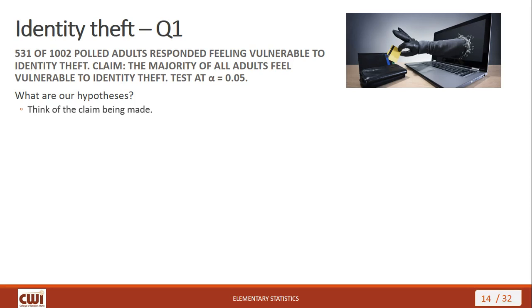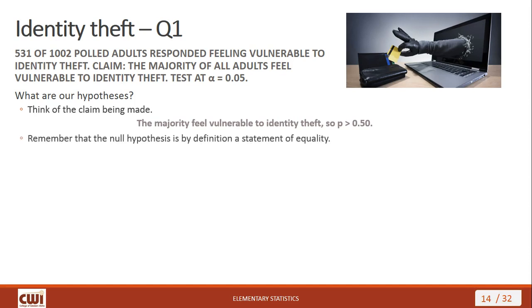If you look at the information above, you see where it says claim: the majority of all adults feel vulnerable to identity theft. So that means the majority feel vulnerable to identity theft, which translates into P is greater than 0.5. Greater than 1/2 is a majority, so that's just going to be greater than 0.5. So there's a symbolic form of our claim.